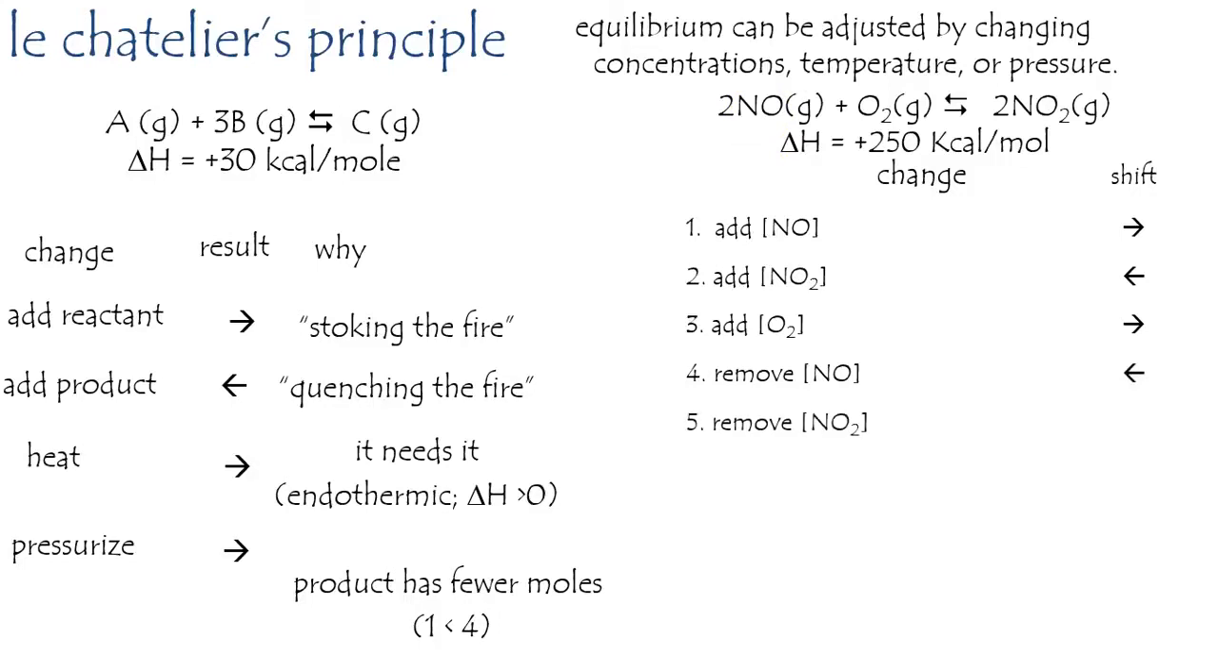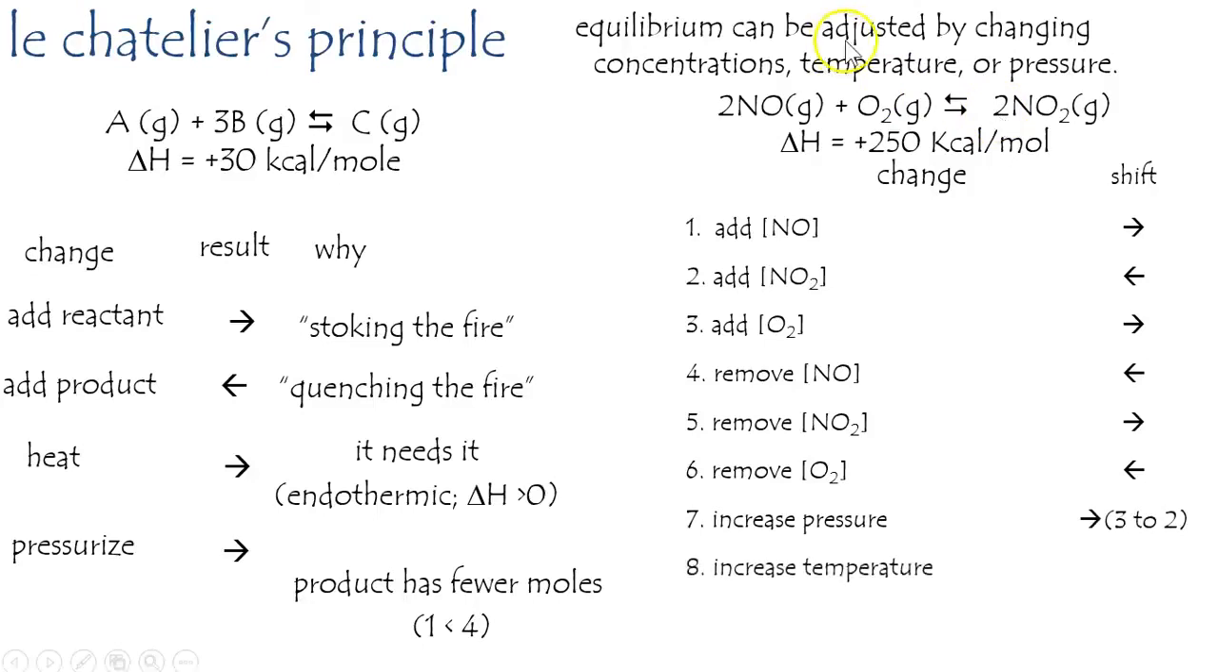Remove product, there's a hole on the product side, needs to be filled in, it'll shift to the right. Remove oxygen, hole on the reactant side, shift to the left. Increase the pressure, 3 turns to 2. I like it. It'll shift to the right. Increase the temperature. It needs heat since it's endothermic. Yep, shift to the right.